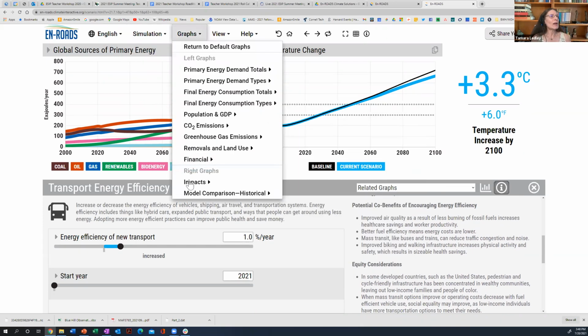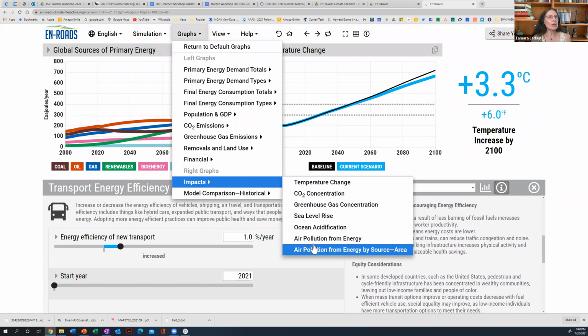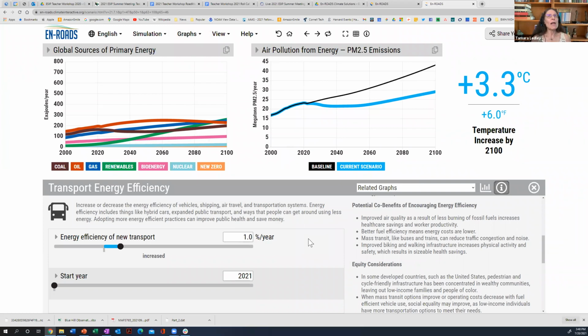So there's lots of different graphs here. Here's the impacts. We've been looking at temperature change. We're going to go to air pollution from energy. And you can see while the impacts on the temperatures have not been all that great, we've only gotten from 3.6 degrees increase by 2100 to 3.3, you can see almost an immediate impact on air quality. So this is one of those co-benefits that's beneficial to society, and so it's worth the cost of implementing.